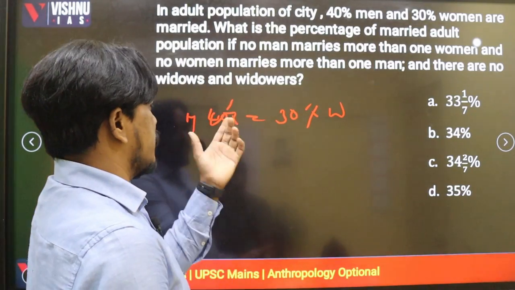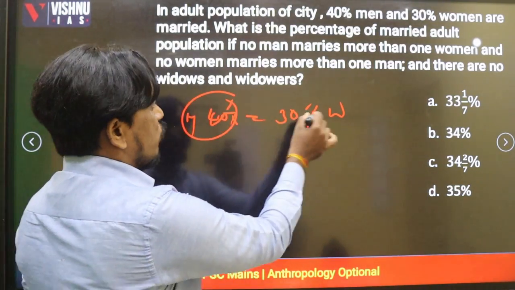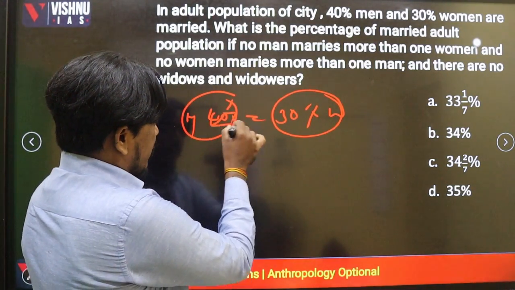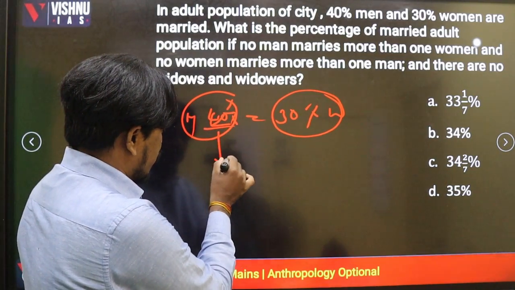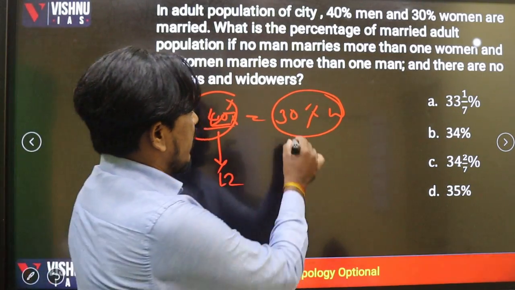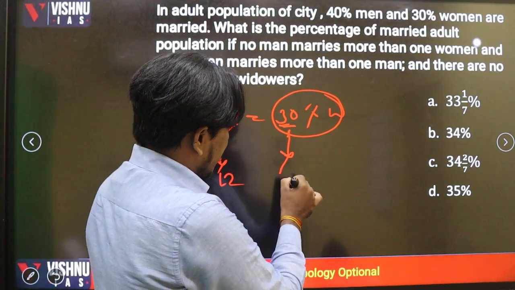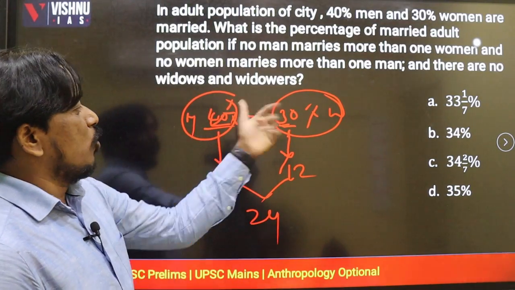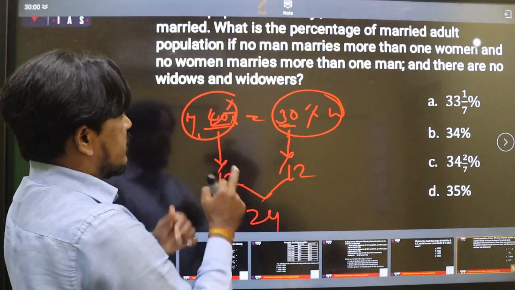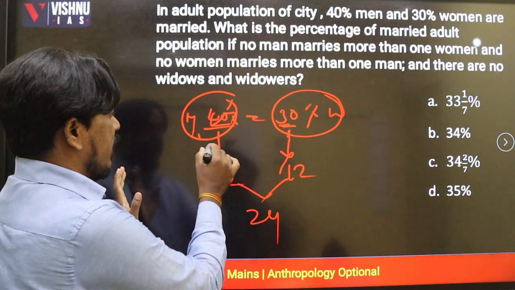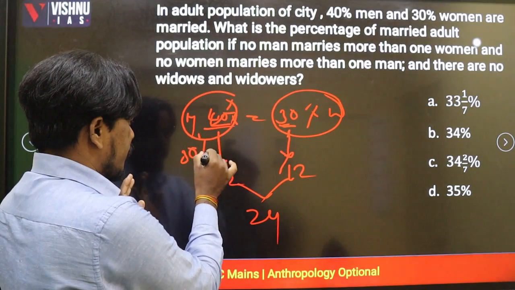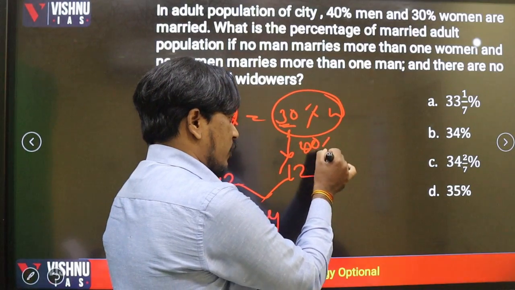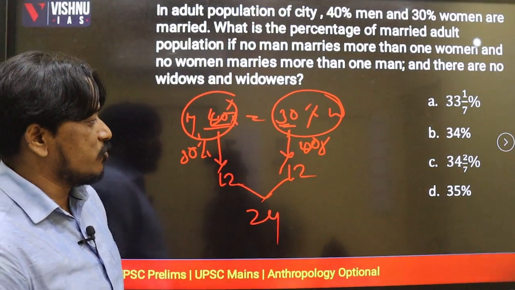Generally, the number of men and women who are marrying is the same in this particular situation. If you take 40% of 30 people, we get 12 here. Similarly, 30% of 40, we get 12. Total 24 you will get from this ratio. Here we are taking 40% of men and 30% of women, and in this case, total we are getting 24.